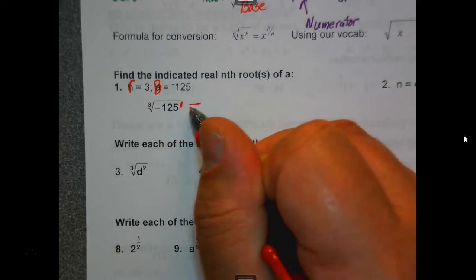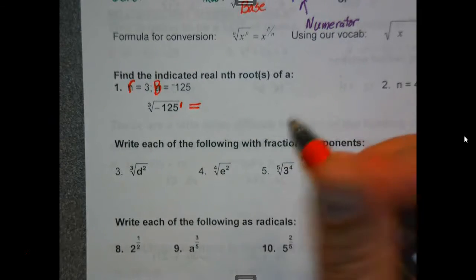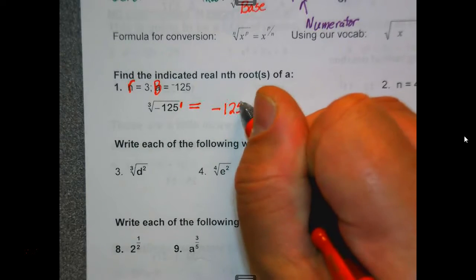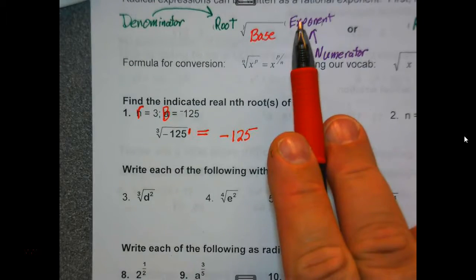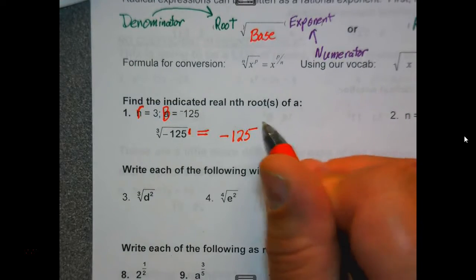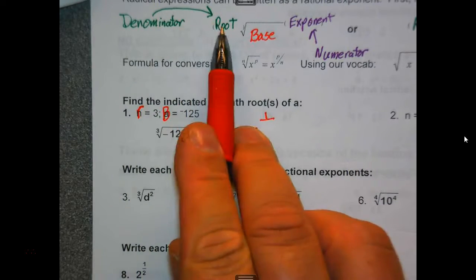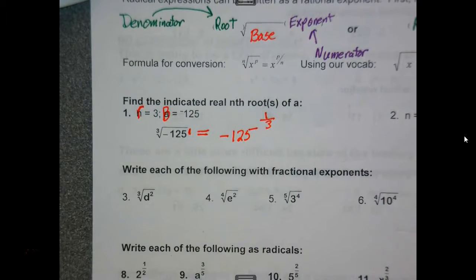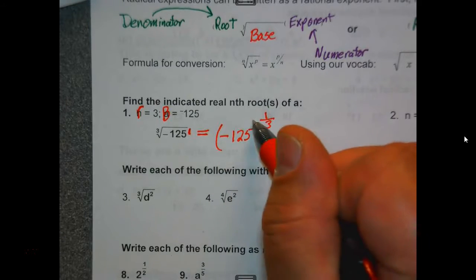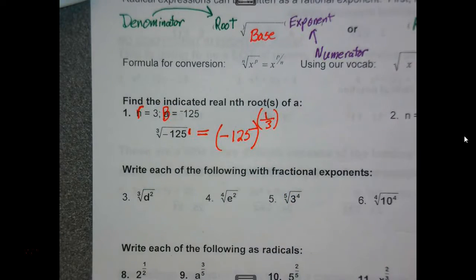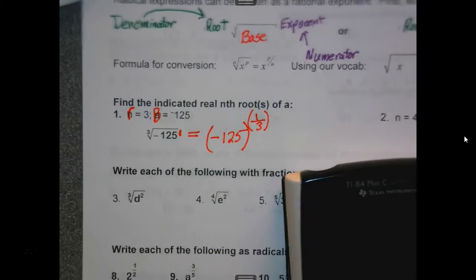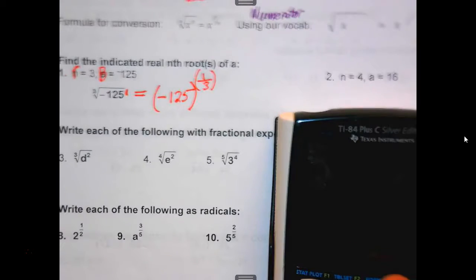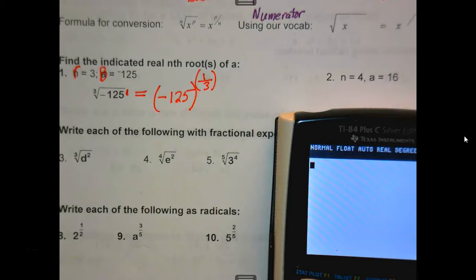So let's change this to exponent form. Our base, -125. Our numerator is our exponent. So the numerator is the exponent 1. The denominator is the root. Our root is 3. See how easy that is? Now this I can easily put in a calculator. Please remember, put all negative numbers and all fractions in parentheses. You will get the wrong answer if you don't, because of order of operations. So -125 in parentheses raised to the 1 divided by 3, or 1/3. Hit enter, I get -5. That's my answer.